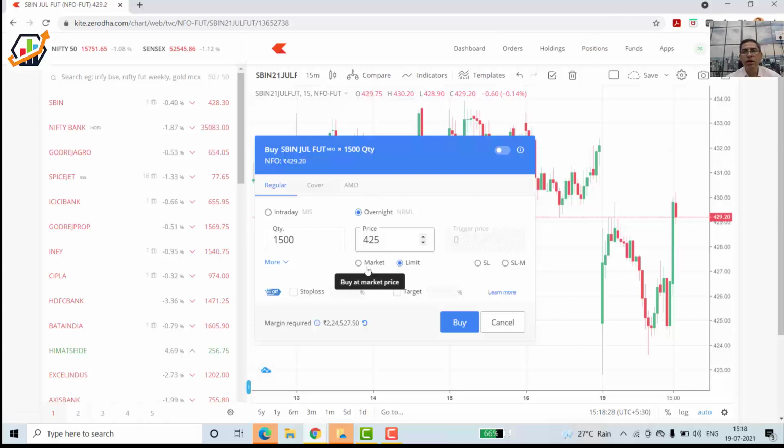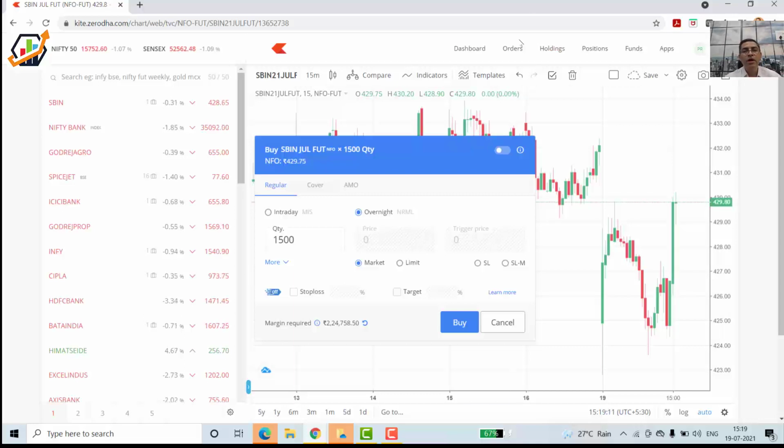Now another option is, let's say you think the price may not come to 425 and you think the price is going to go up from here. Then you can select it as market. Once you select market and click on the buy icon, whatever is the next best price the seller is giving is going to be taken as your order price, and the order will get executed immediately. There won't be much delay. Since you are buying, you need a seller, so wherever the next seller is, your order will get executed.